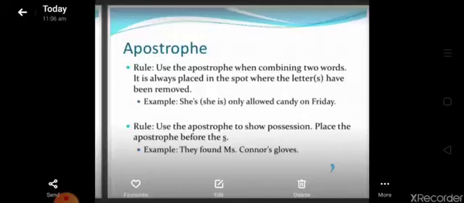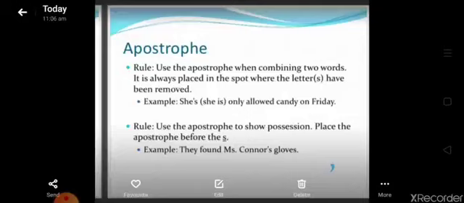Now rule number 2: use the apostrophe to show possession. Possession means ownership. Place the apostrophe before the S. Example, they found Miss Connor's gloves. Now we can see in this example, Miss Connor's gloves. It means the gloves of Connor.